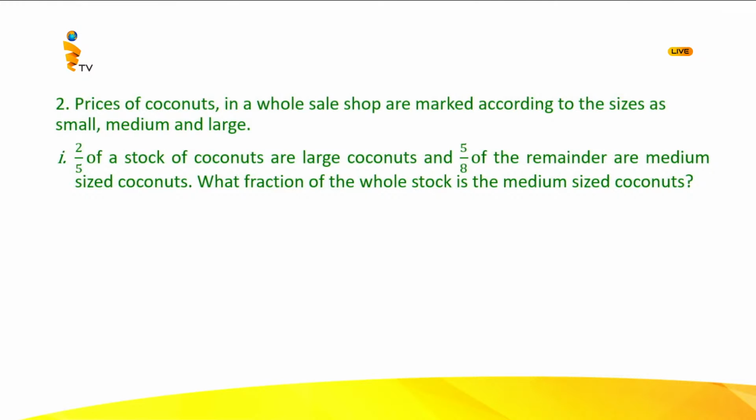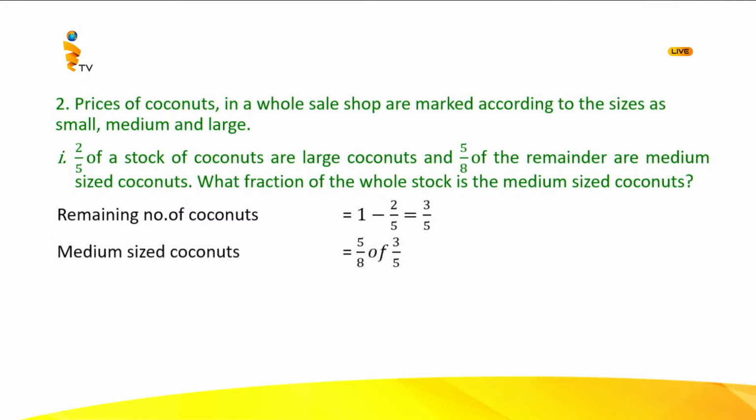They are going to price the coconuts with relation to their sizes. So, there is a stock of coconuts, and out of that stock, 2/5 are large coconuts and 5/8 of the remainder are medium-sized coconuts. First I am going to find the fraction of remaining coconuts. They tell 2/5 is large coconuts, so I have subtracted 2/5 from 1. That means the remaining number of coconuts is 3/5. So, from this 3/5, 5/8 is medium-sized coconuts.